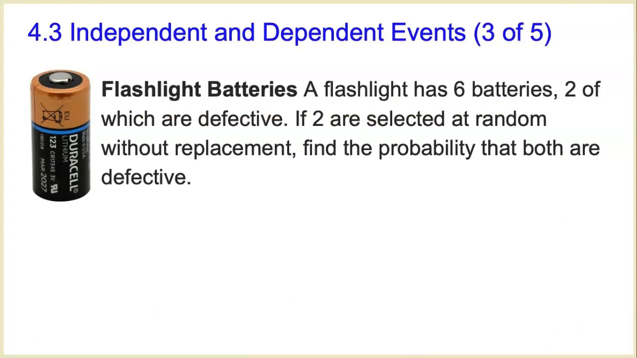So now we look at this one. Another example for independent, dependent. The first part is determining if the events are independent of each other or dependent of each other. So we have a flashlight that has 6 batteries, 2 of which are defective. If 2 are selected at random, without replacement, find the probability that both are defective. So without replacement is our keyword, and that tells us that we have a dependent event.